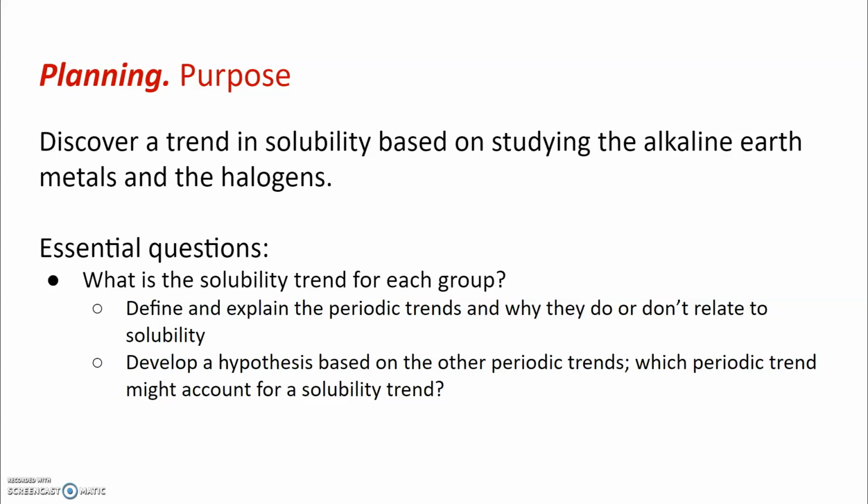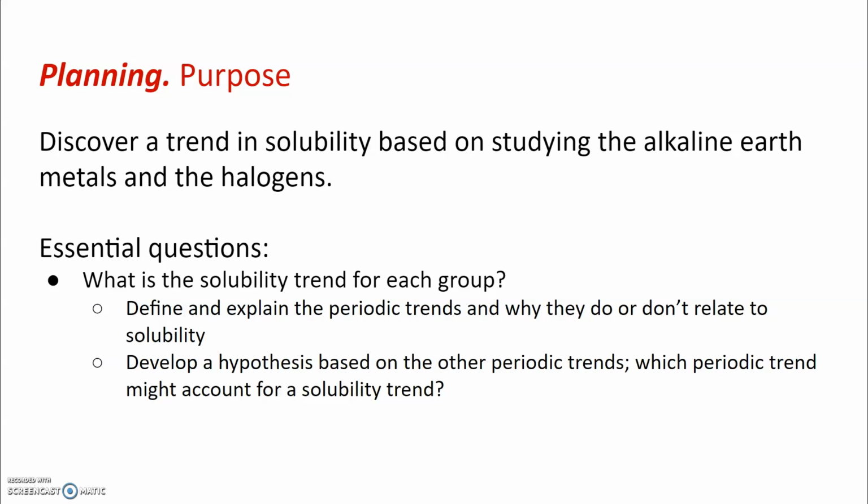And the essential questions that we'll be looking at are, what is the solubility trend for each group? You should define and explain all the periodic trends we've talked about so far, and speculate as to how or why they do or do not relate to solubility. Do you think that the atomic radius of an element might relate to its ability to be dissolved? Do you think that its electronegativity might relate to its ability to be dissolved? So you're going to think about those things and kind of hypothesize whether or not you think they are related.